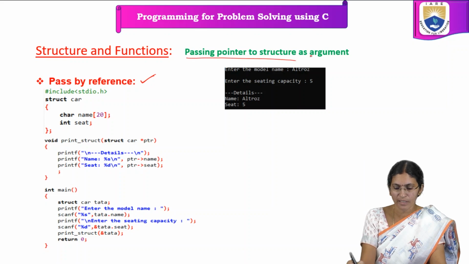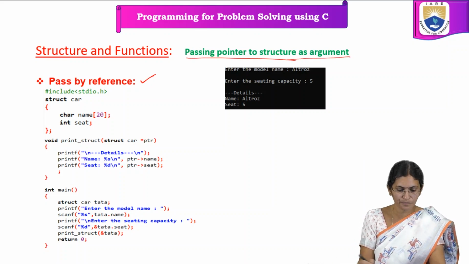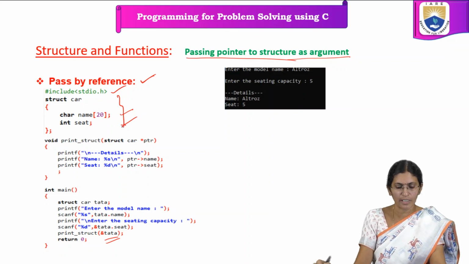Here we will see one example, passing a pointer to a structure as an argument. Here also we are passing the structure variable as an argument. Now let us see what is the output of this program. We have taken the same structure, struct car. It has two attributes or two members. These are the members of the structure, name and seat. This is a character array, and this one is an integer variable.